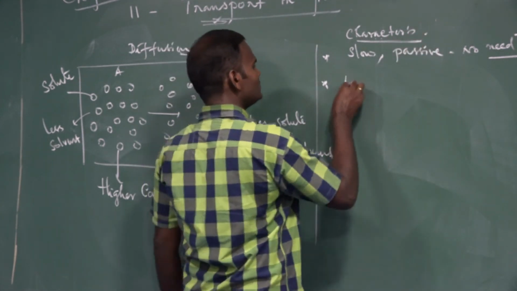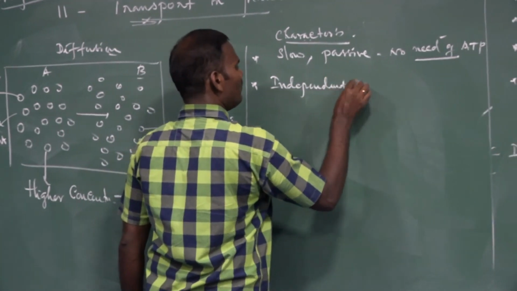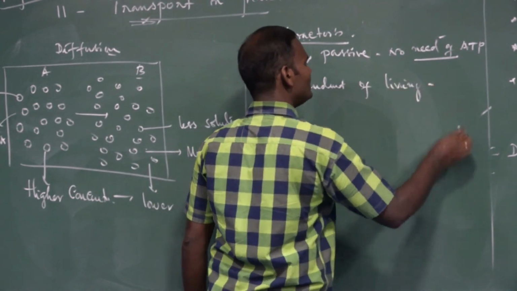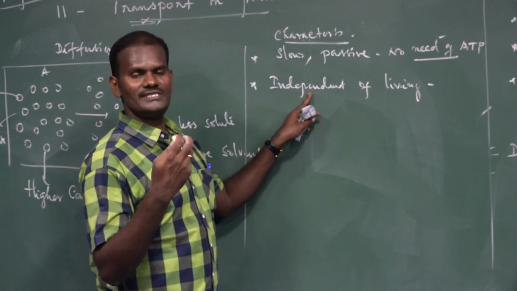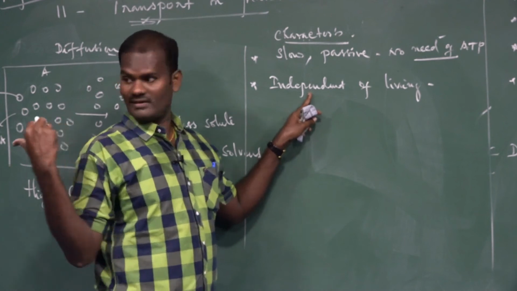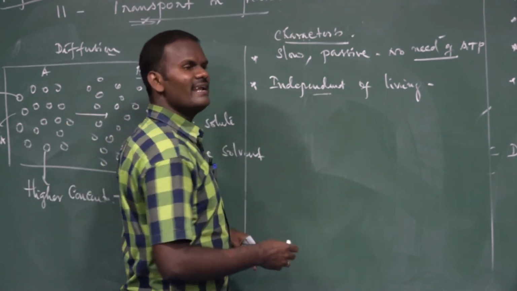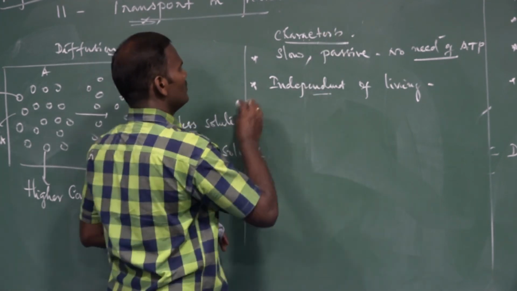Second, it is independent of the living system. They do not depend on any living system because diffusion is a physical force. They utilize physical forces, for example, gravity and concentration gradient. So these are the second characteristic features of diffusion.